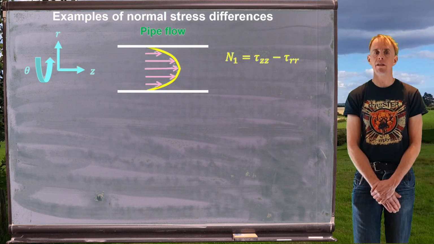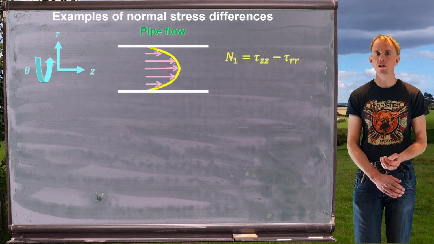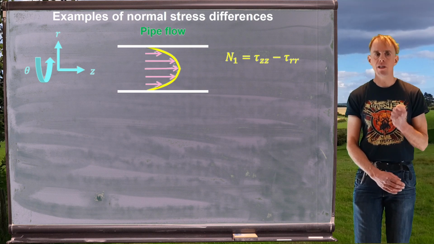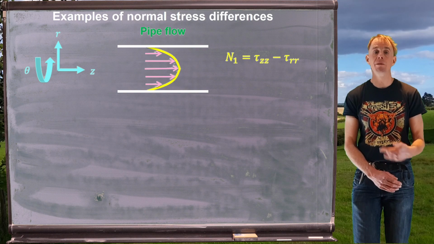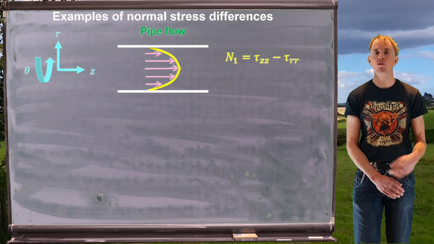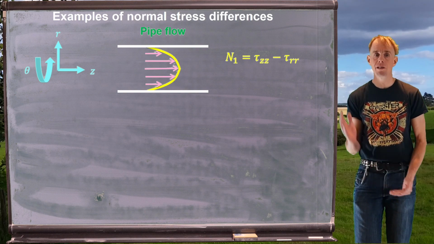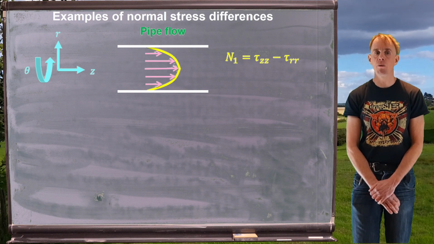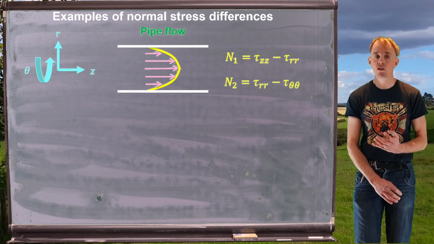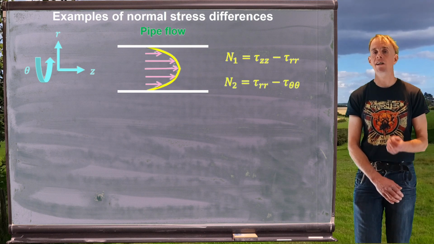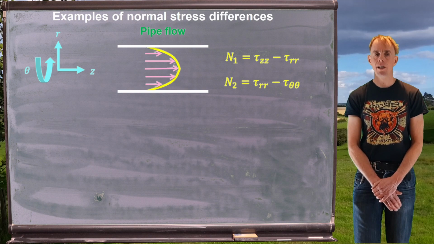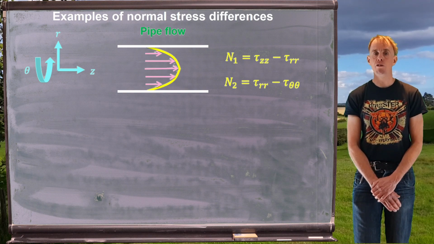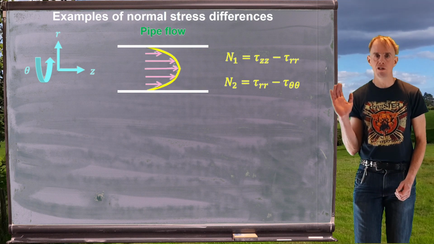So for this particular example, my first normal stress difference, N1, is going to be tau 1,1 minus tau 2,2. Now tau 1,1, the direction of the flow, is going to be tau ZZ. Tau 2,2, that gradient direction, is going to be tau RR. So N1 for this pipe flow is tau ZZ minus tau RR. N2, therefore, is tau RR minus tau theta theta. So that's how I would write the first and second normal stress differences for pipe flow given this coordinate system of flow geometry.